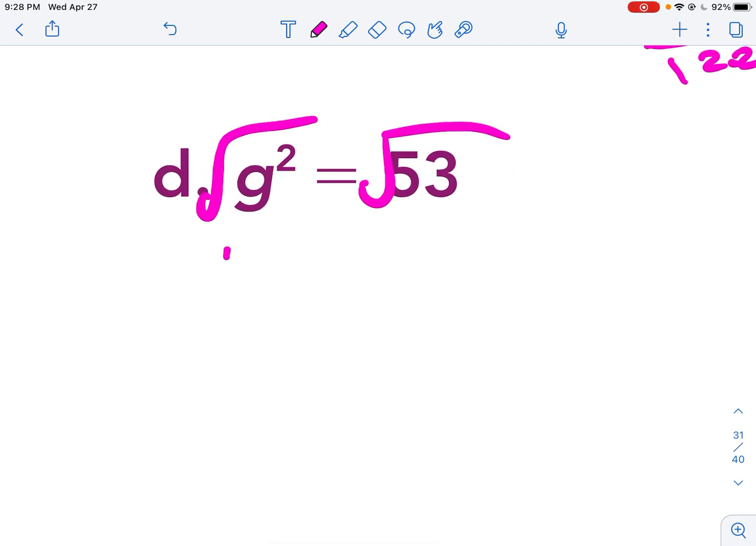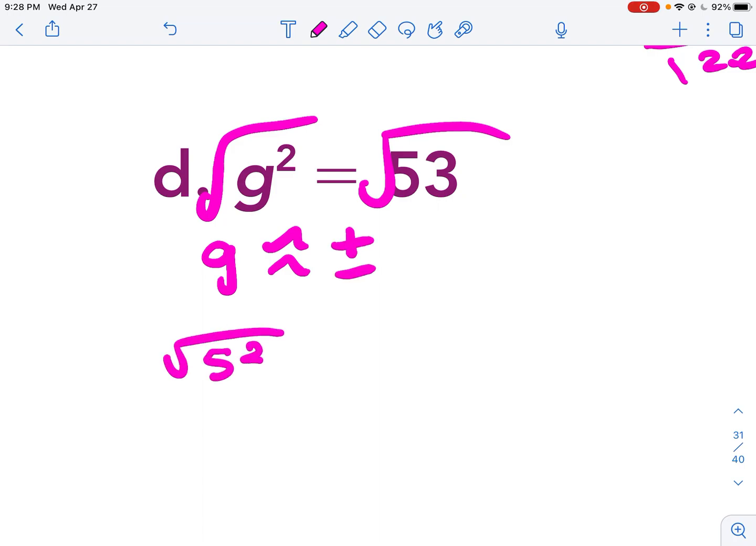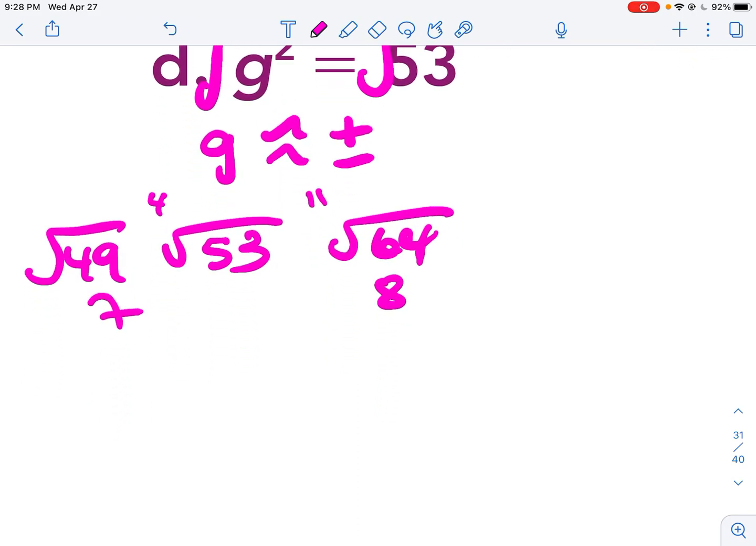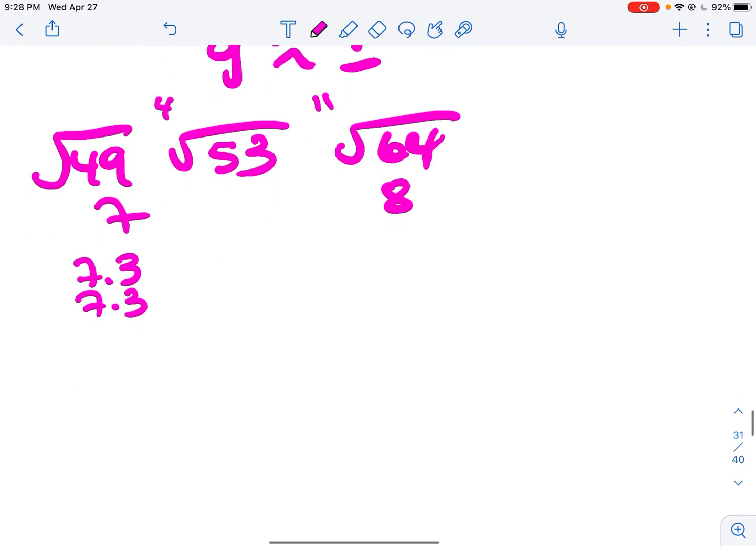Okay, this one, I take the square root of both sides. G is going to be approximately positive and negative. So let's look at 53. So that's between 49 and 64. So between 7 and 8. This is only 4 away. This is 11 away. So it's going to be much closer to that. It's not even halfway. So I'm going to pick 7.3.